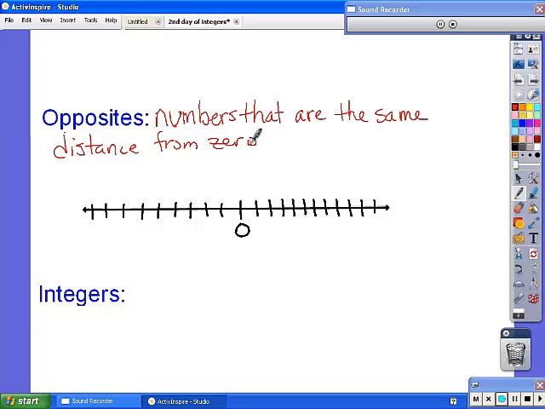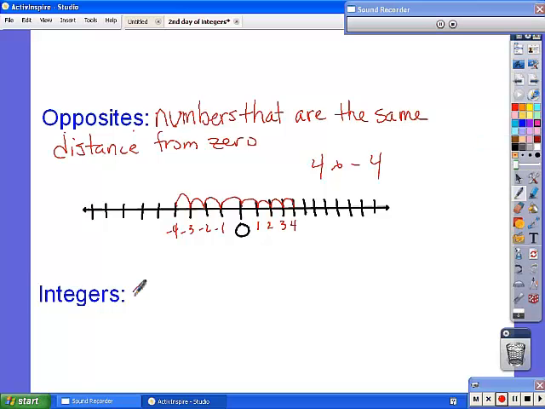All right, so looking at a number line, if we go out to the number 4, we are 1, 2, 3, 4 hops away from 0. And to find its opposite, we're going to go 1, 2, 3, 4, the same distance from 0. And so that would be at -4. So 4 and -4 are opposites.